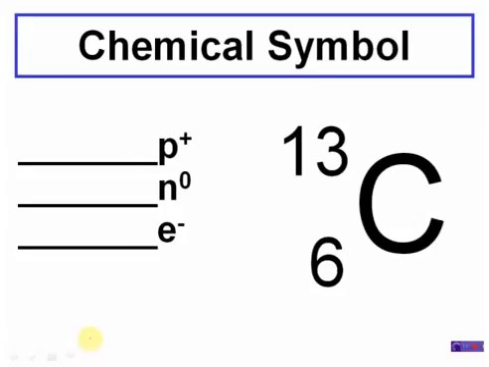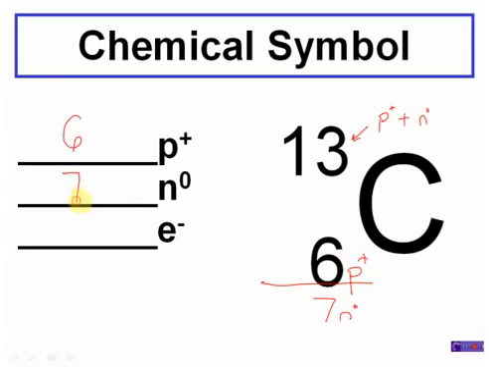Let's do it. Alright, how many protons, neutrons, and electrons are there? Well, I do know that 6 down here is the number of protons I have, so I have 6 protons. Because I have 6 protons, the element is carbon. Well, this number up here, 13, as I said before, was protons plus my neutrons.